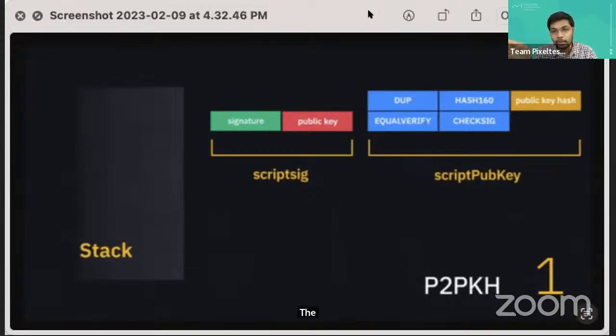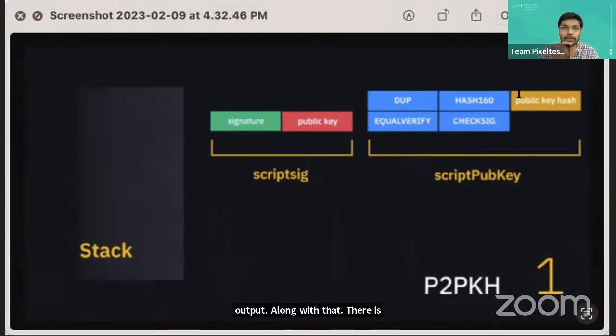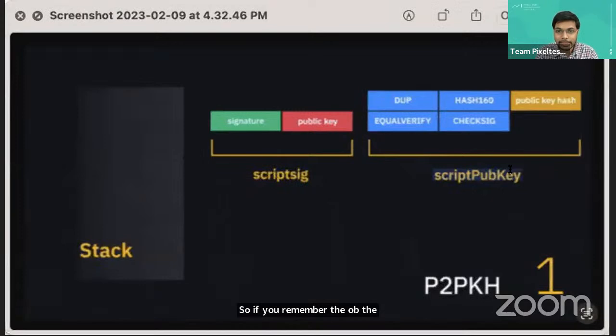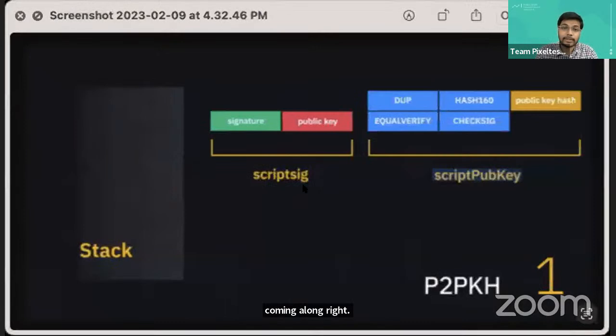signature, the public key, the commands, the duplicate hash 160 commands that are coming up in the output, right? So the output, along with that, there is the public key hash also there. If you remember the output that I showed, the public key script, the PK script, and the signature script is also coming along, right? So now these commands are getting executed one by one.